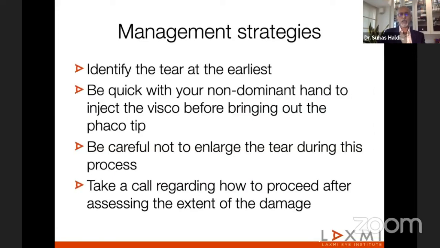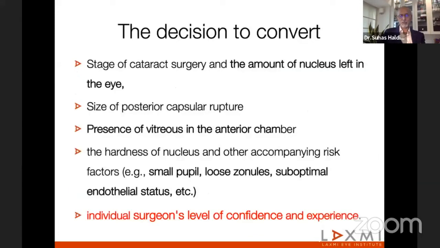Then what should be your management strategies? First and foremost, identify the tear at the earliest. Now, be quick with your non-dominant hand to inject visco before bringing out the FECO tip. That's very important so as to contain the PCR. Be careful not to enlarge the tear during this process. Take a call regarding how to proceed after assessing the extent of the damage.